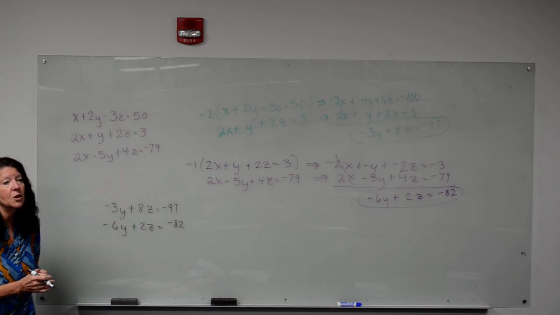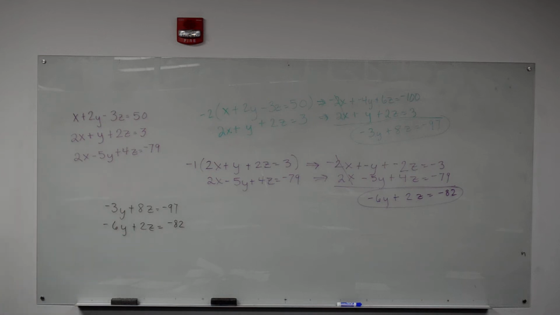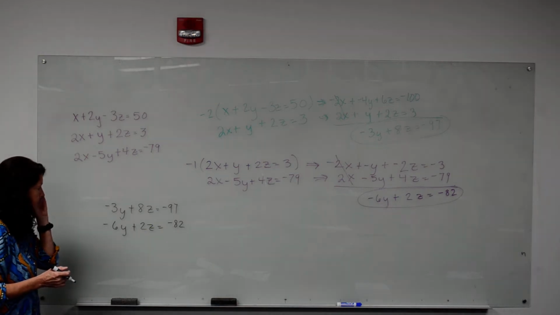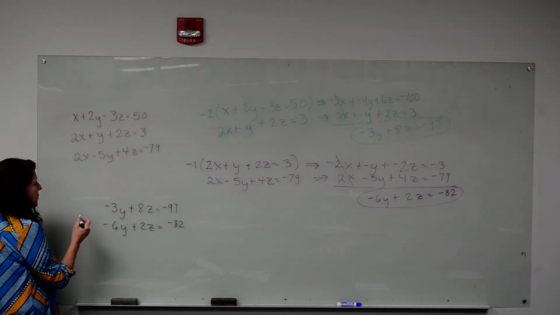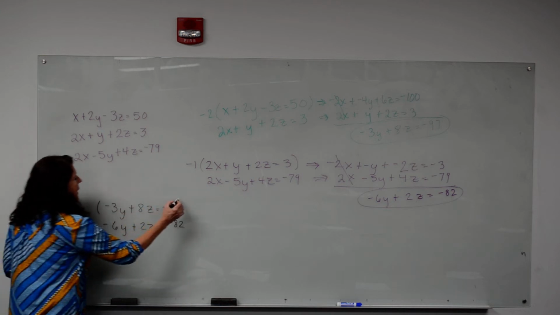Now I'm going to have to choose whether to eliminate out the y or the z. Doesn't matter again. Bella, choose. The y. Okay, what do you want to multiply? You want to multiply the top one by negative 2 then? Mm-hmm. Okay.